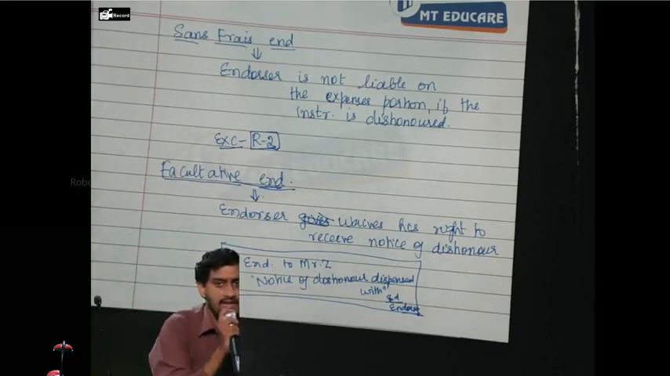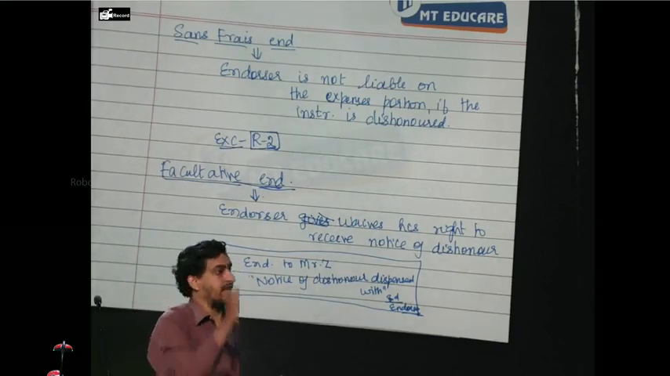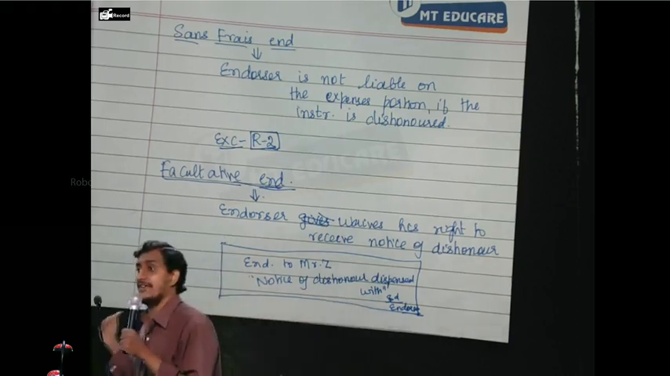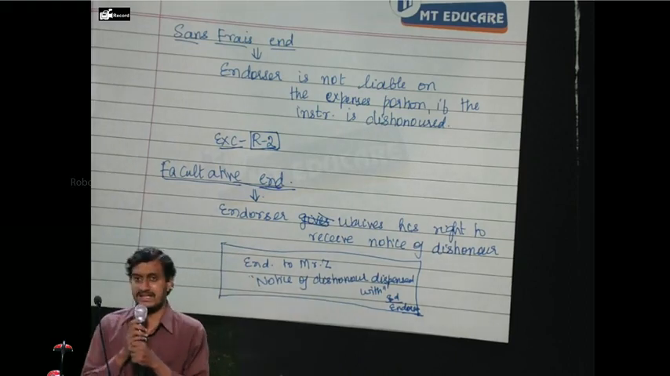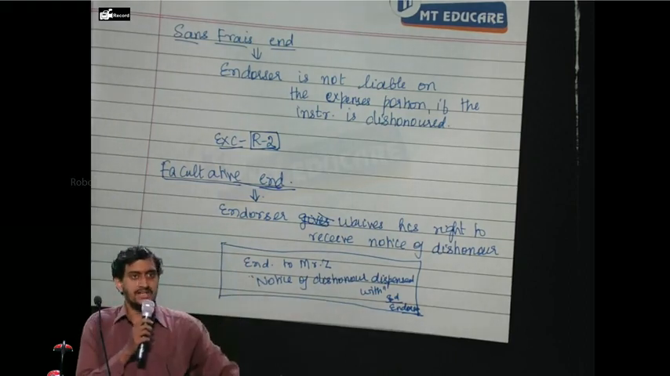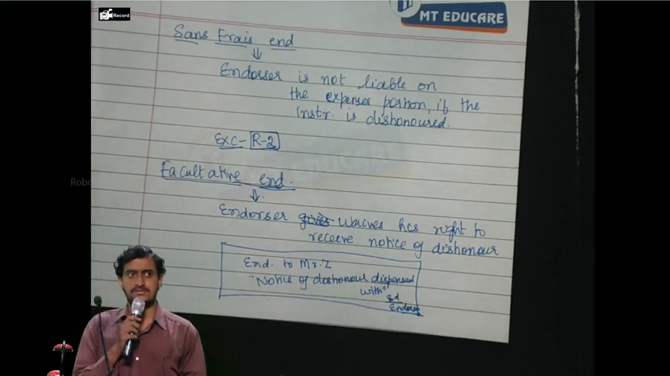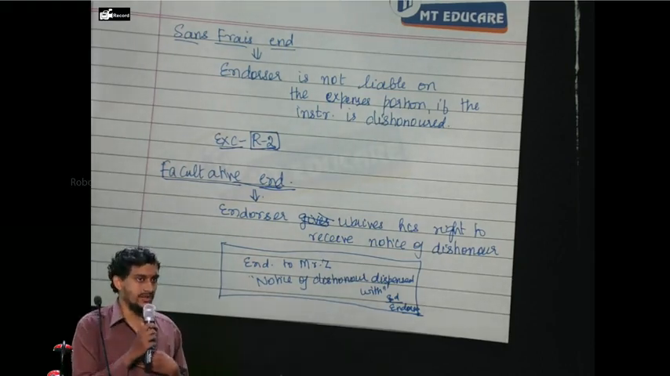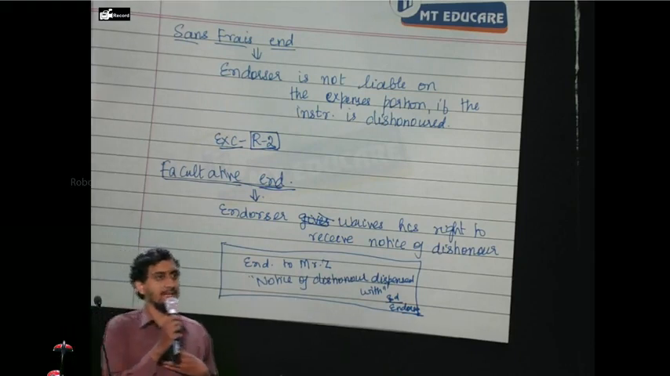Respond, friends. Generally, tell me, when is an endorser liable? An endorser is liable only when he receives notice of dishonor. Yes or no? If it is a facultative endorsement, the endorser is saying, whether you give notice or you don't give notice, I am liable.